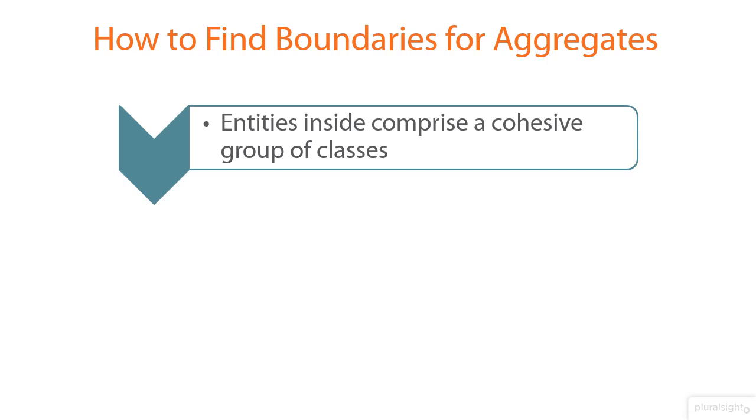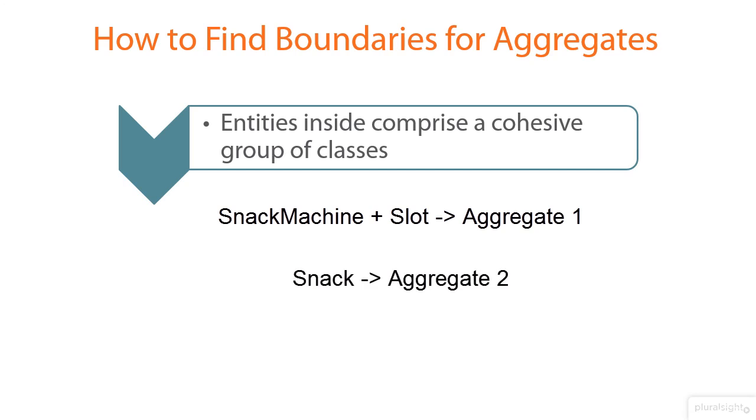In our case, the slot entity cannot exist without a snack machine, so it has to be a part of its aggregate. These 2 entities, snack machine and slot, comprise a cohesive group of classes, an aggregate. At the same time, the snack class can probably live on its own, so it should be the root of an aggregate which consists of a single entity.